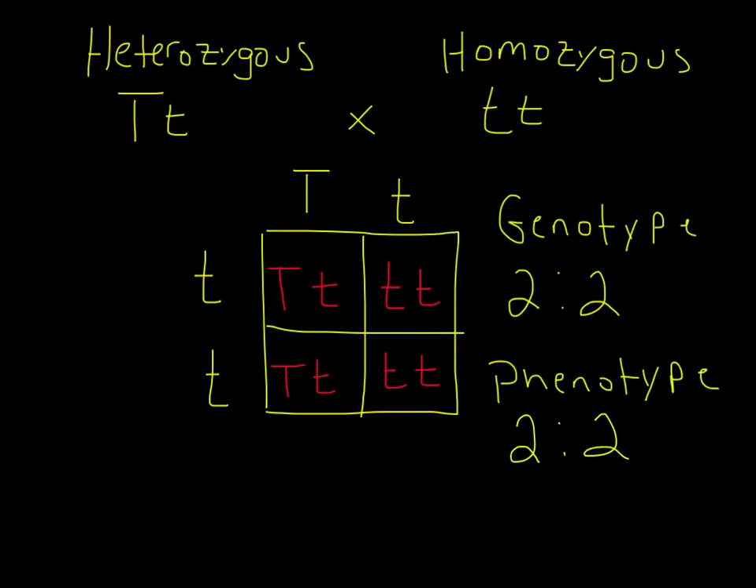Now, don't make a connection that these are both 2 to 2. It doesn't always work that way, okay? You have to look at your Punnett square and see how many different genotypes do I have. Write it as a ratio. How many different phenotypes do I have? Write it as a ratio. Typically, when these are written, your dominants are first, okay? So big T, little t, and these are tall.